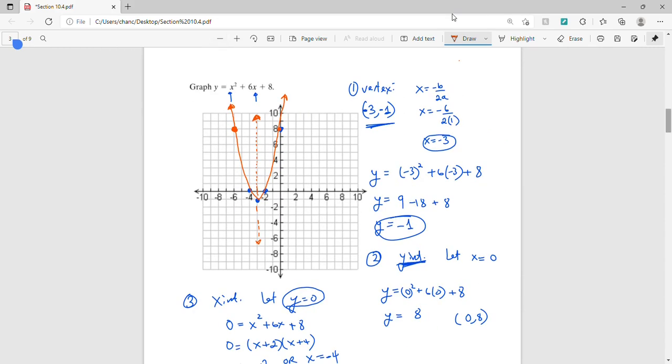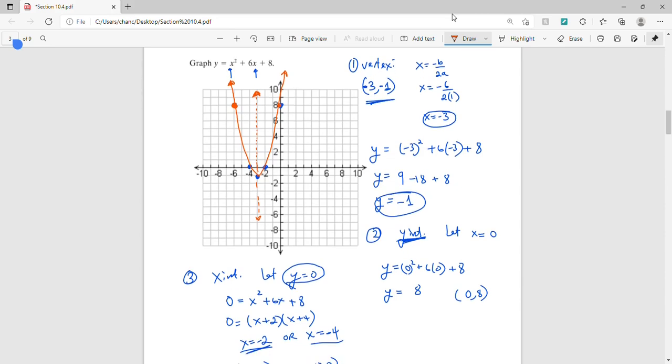So the first step is, of course, to find the vertex. We let x equal negative b over 2a. Use that to solve for the x coordinate. After that, you'll plug that into the original equation to solve for the y coordinate, and that gives us the vertex. Step 2 is to find the y-intercept. You'll have to start by letting x be equal to 0. Plug that into the original equation, solve for y, and that gives us that y-intercept.